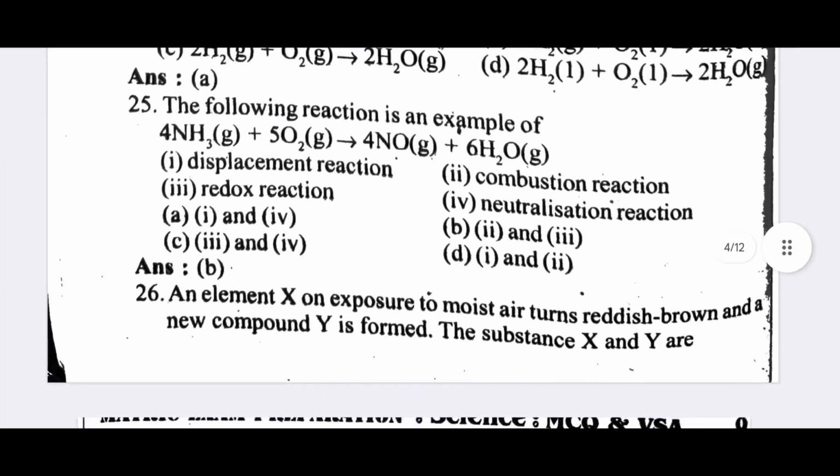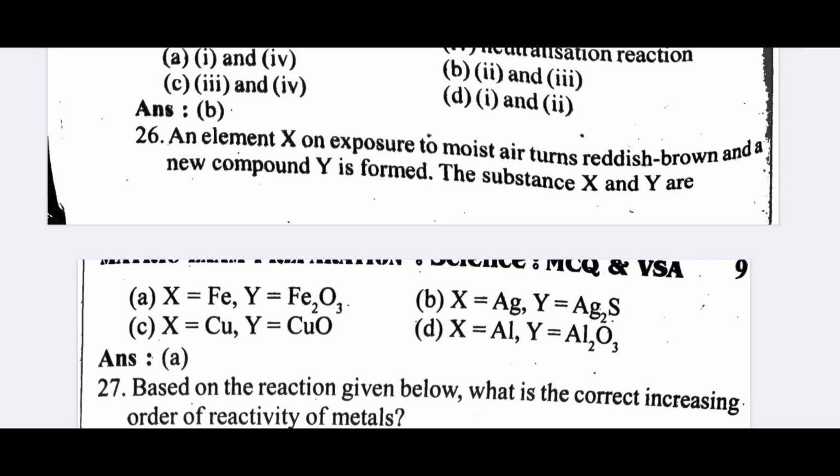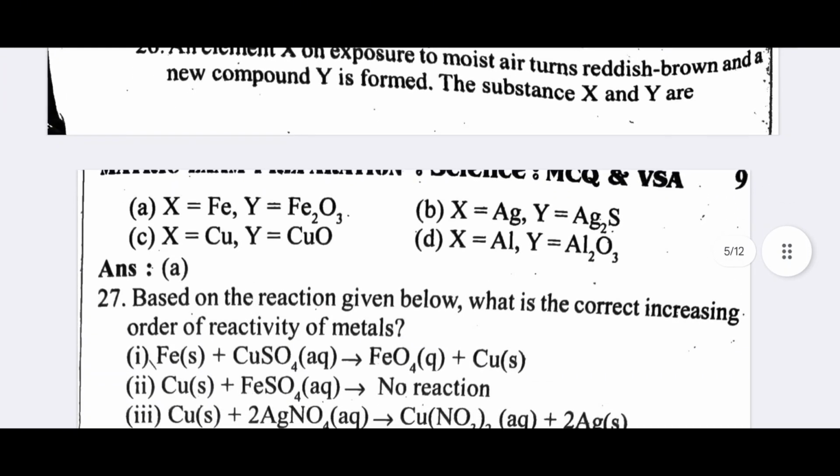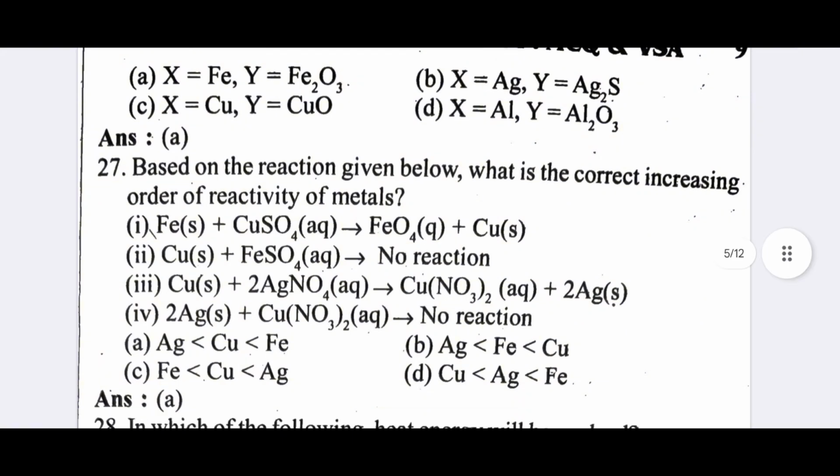An element X, on exposure to moist air, turns reddish brown, and the new compound Y is formed. The substance X and Y are iron and ferric oxide. Based on the reaction given below, what is the correct increasing order of the reactivity of metals? Answer A, Ag less than copper, copper less than iron.